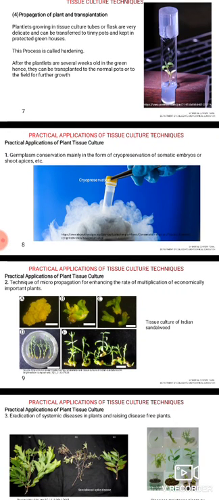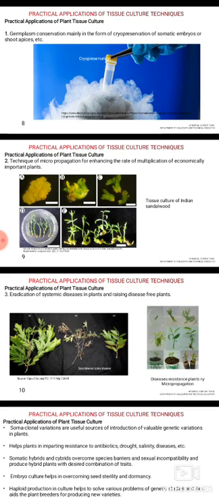The practical application of tissue culture technique. The different applications are: first one, the germplasm conservation, mainly in the form of cryopreservation of somatic embryos or shoot apices. And another application is the technique of micropropagation for enhancing the rate of multiplication of economically important plants. And the third one is eradication of systemic diseases in plants and raising disease-free plants.